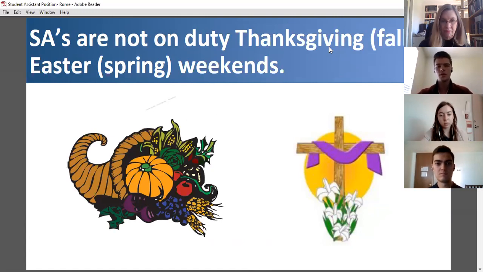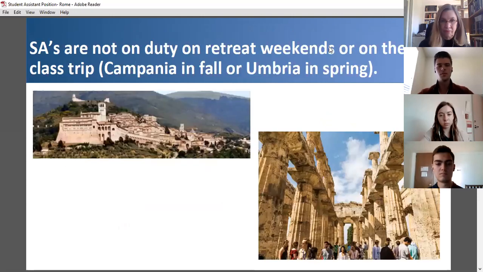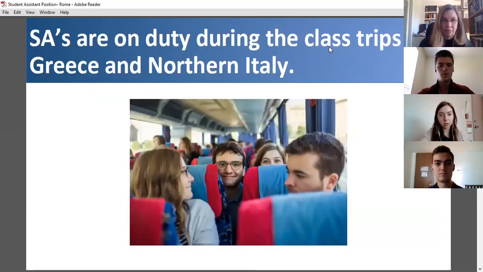Where it's different though is on the class trips, which will be on the next slide, I think. So for our semester last fall, we really only did one class trip. We didn't go to Greece. Instead, we went down to southern Italy and Sicily. But our duties were the same as it would have been on a Greece trip or a northern Italy trip. And basically what it meant is you were on duty just like you were on campus about 1 or 2 of the nights during the whole trip, depending on how long the trip was.